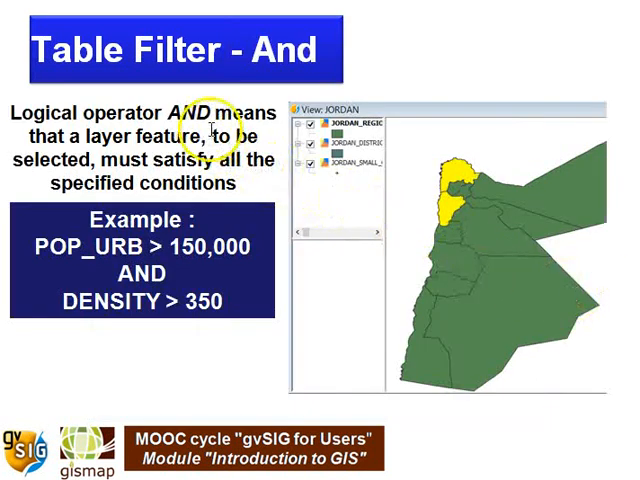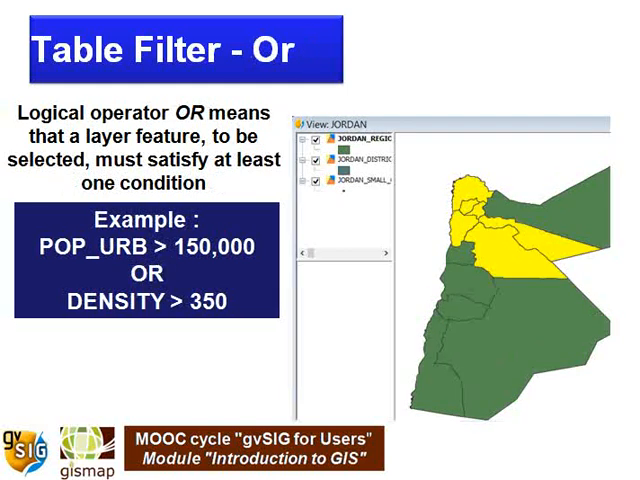I can use the operator AND. I mean, if I put urban population more than this and density more than this, only the regions that satisfy both conditions will be highlighted. So these two regions have more than this for urban and more than this for density. If I use the logical operator OR, it means that at least one condition is satisfied. So you see the result is different. It means that these regions have a population more than this, or a density more than this. So one or the other is satisfied. With the AND operator, both of them must be satisfied at the same time.